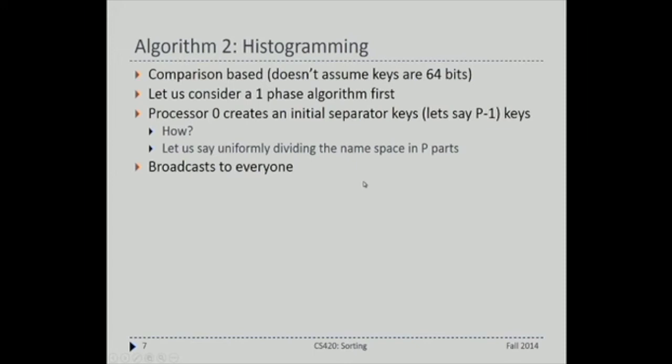You calculated some guess, and you just sent to everyone a guess about what the separator key between processor i and i plus 1 should be, for every i. That may be wrong or right. How do you find out? The answer is in the title, right?